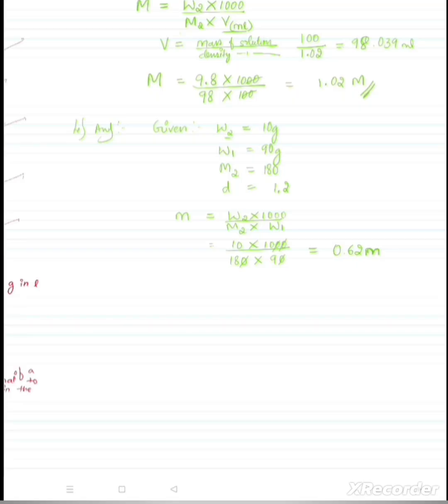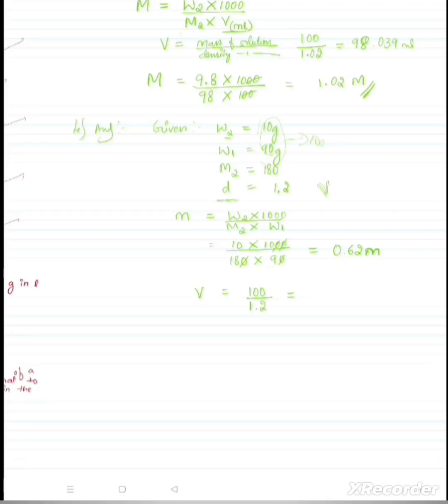Then next, we want to calculate molarity. To calculate molarity, we want the volume, so first we'll find out the volume. Volume of the solution is equal to mass of the solution, which will be the total mass of the solution, 100, divided by the density of the solution, 1.2. So 100 by 1.2.